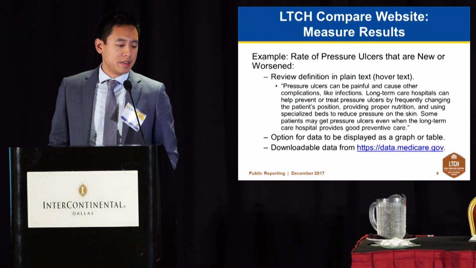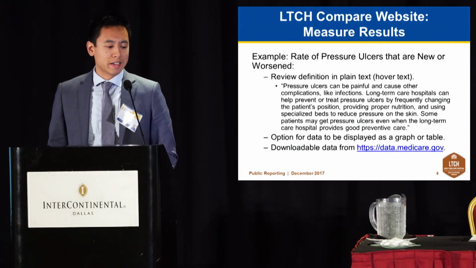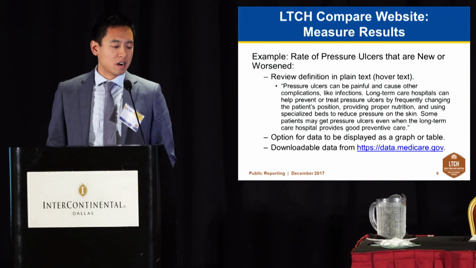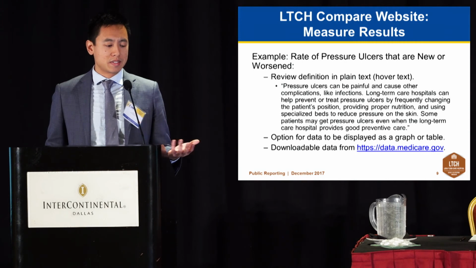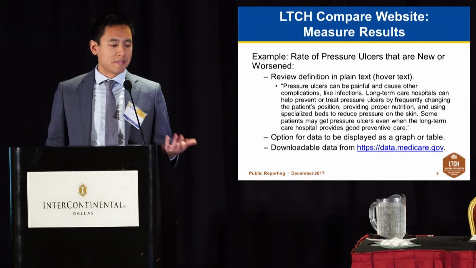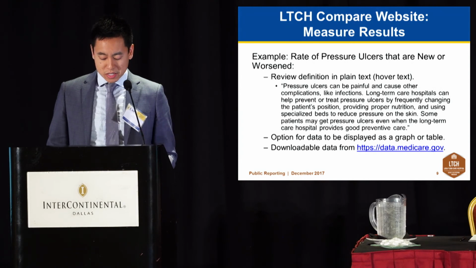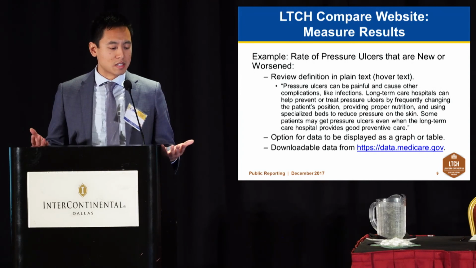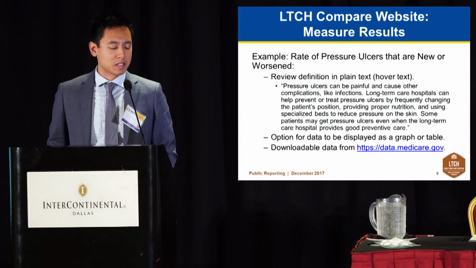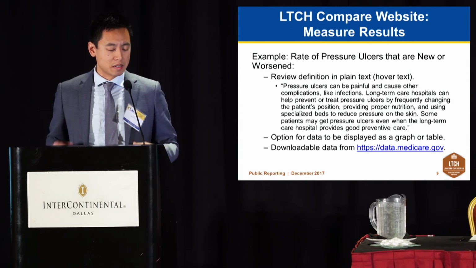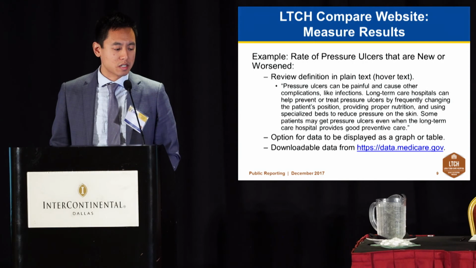On the measure results page, when you click on a specific provider, for example, it will give you the results for the rate of pressure ulcers that are new or worsened. When you hover on that text, you'll see a more plain text definition. Usually these are definitions for non-clinicians, such as patients, families, friends, and the rest of the general public. The plain text definition is a much easier, more general interpretation of pressure ulcers.